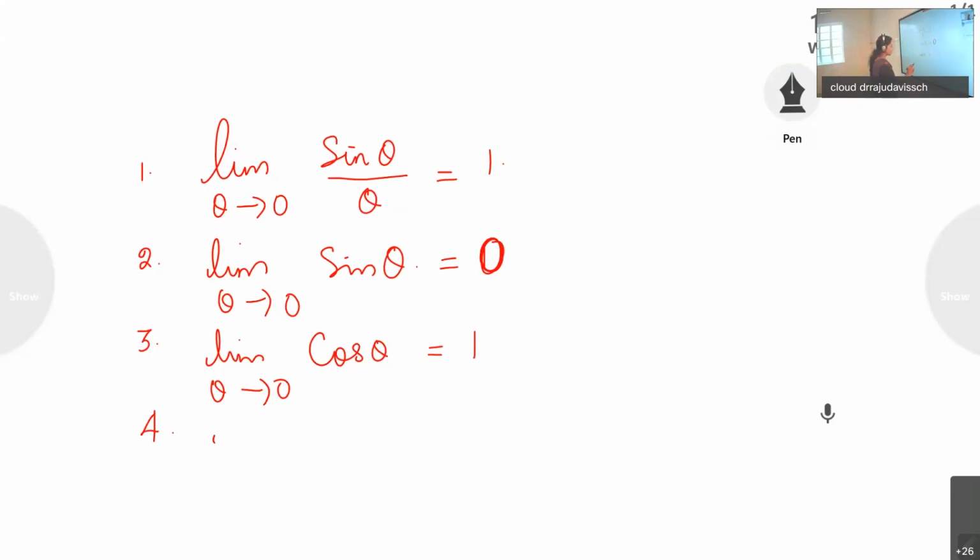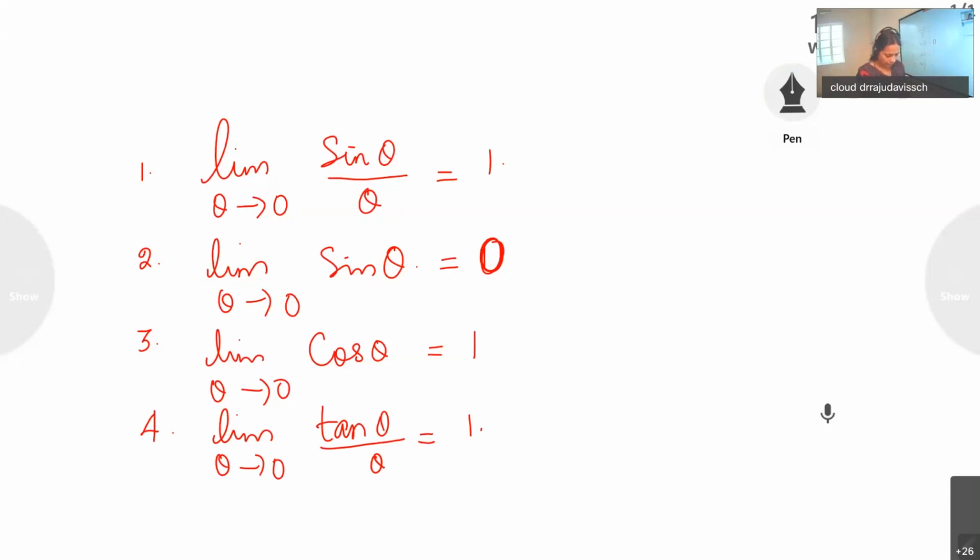The last formula is limit theta tending to 0, tan theta by theta is equal to 1. So: limit theta tending to 0, sine theta by theta is 1. Limit theta tending to 0, sine theta is 0. Limit theta tending to 0, cos theta is 1. And limit theta tending to 0, tan theta by theta is 1.